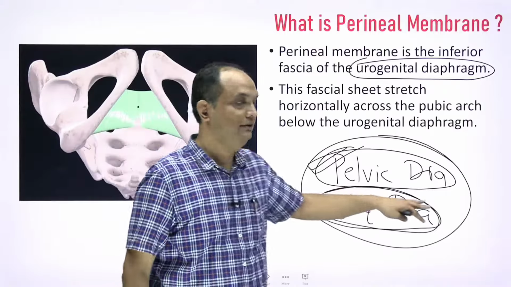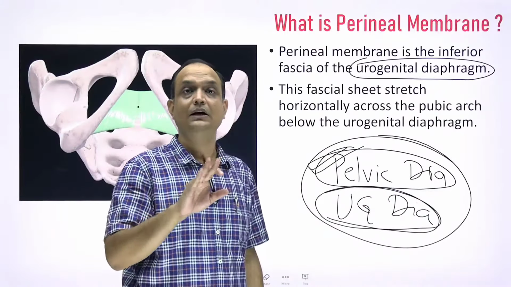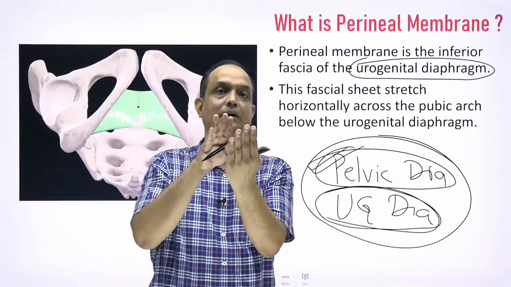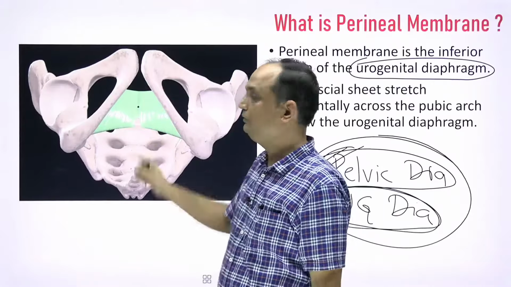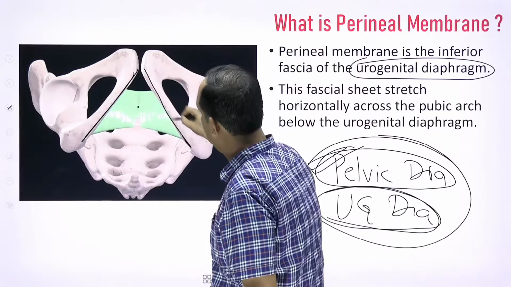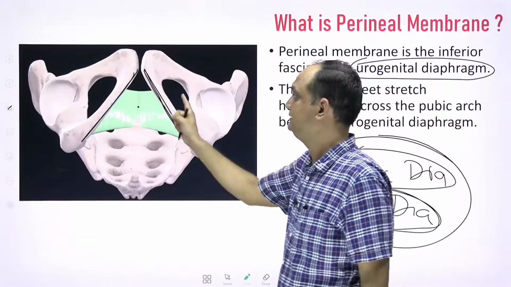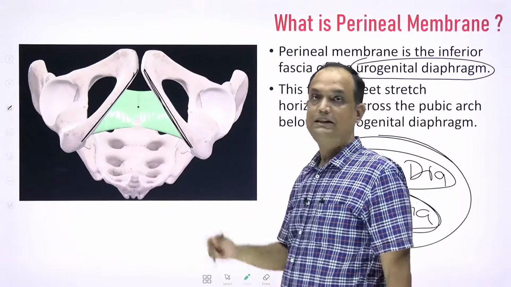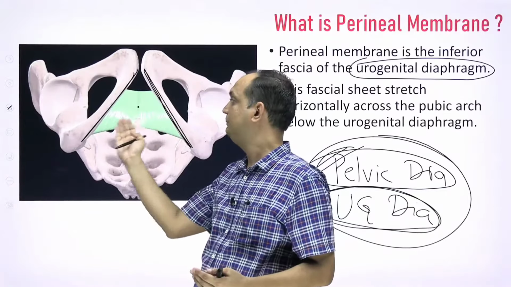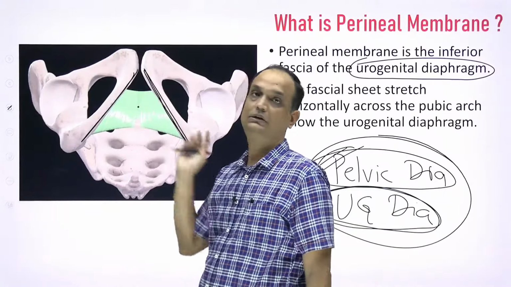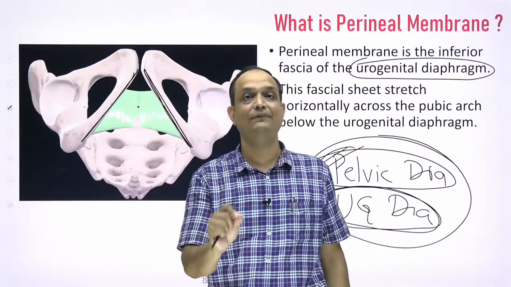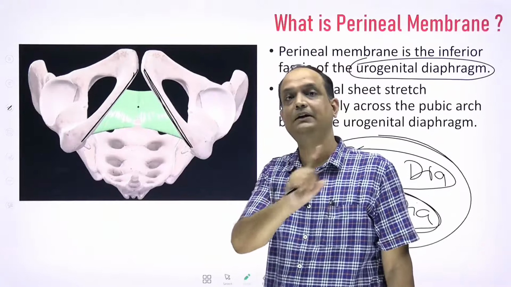The urogenital diaphragm muscle is covered by two layers, upper and lower. Now this lower layer is visible from the front. Here you can see your two pubic arches. Between these two pubic rami, you can see this green colored triangular sheet. This sheet is visible from below, and it is the inferior covering of the muscle stretching from one side to another. This covering of the urogenital diaphragm muscles is known as the perineal membrane.